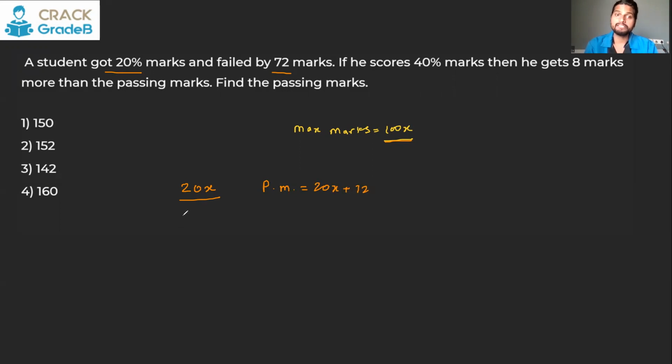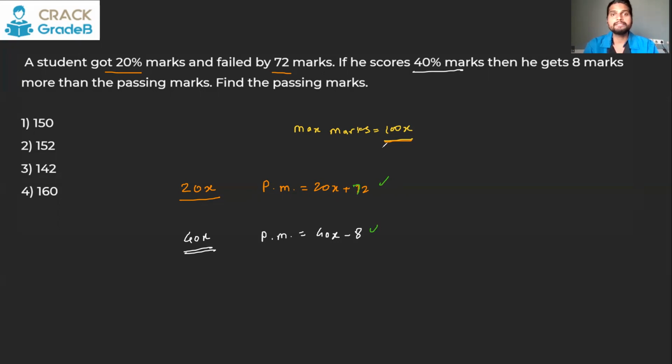Had he got 40% marks, if he scores 40x, then he gets 8 marks more than the passing marks. That means the passing marks are 8 less than his marks. So passing marks will be 8 less than his marks. So friends, these are also the passing marks.